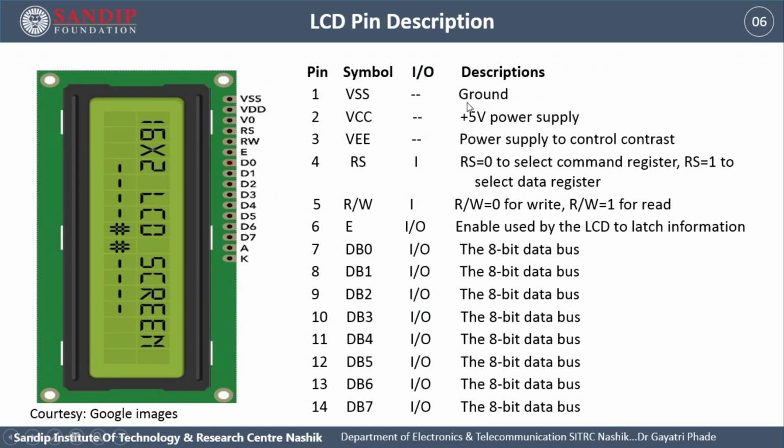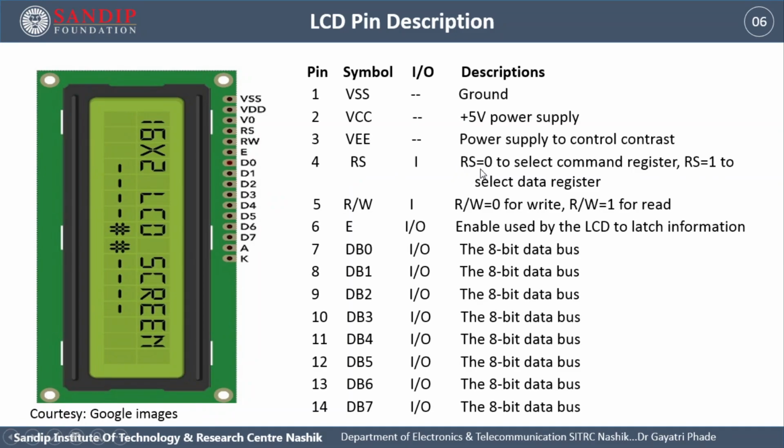VSS, it is ground. VCC, it is plus 5 volt power supply. Here it is VDD. VEE is the power supply to control the contrast. This is a backlight LCD, which means there is a light at the back of the display. So you can control the contrast of this backlight by using this VEE.